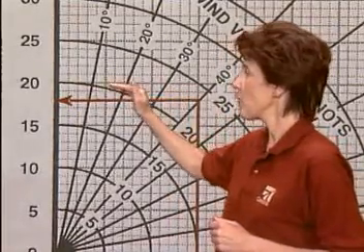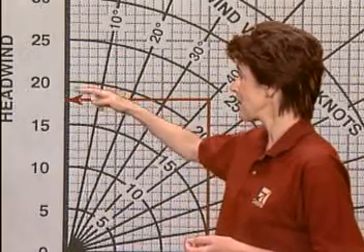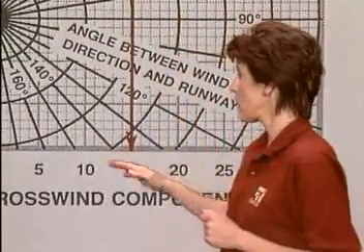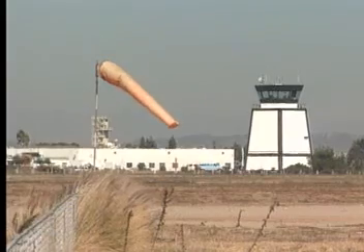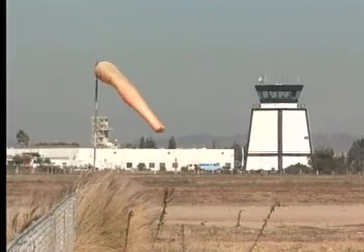Now you're going to read horizontally across to your left from that dot, and you're going to find the headwind component. In this case, we get a headwind component of about 18 knots. In other words, this wind is equivalent to an 18-knot headwind right down the runway. Now read straight down from the dot to get the crosswind component. In this case, we get a crosswind component of about 15 knots. In other words, this wind is equivalent to a wind 90 degrees off the runway direction at 15 knots.